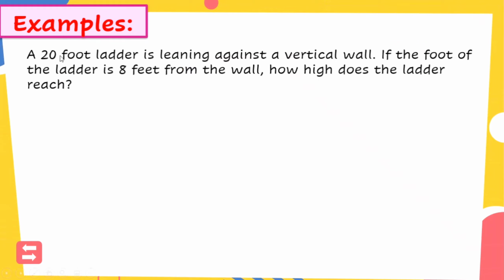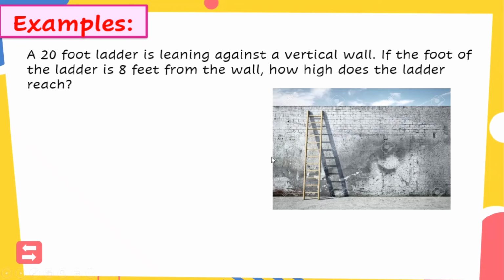Another example, a 20-foot ladder is leaning against a vertical wall. If the foot of the ladder is 8 feet from the wall, how high does the ladder reach? So, this is our ladder. And ito yung mga given natin. Yung A natin is 8 and yung B is unknown. Kasi ito ay tungkol sa height ng ating ladder, o yung taas pala ng ating wall. And yung C is our ladder.